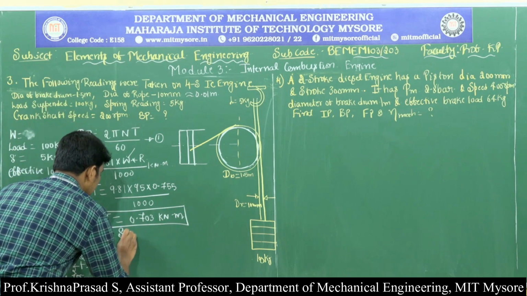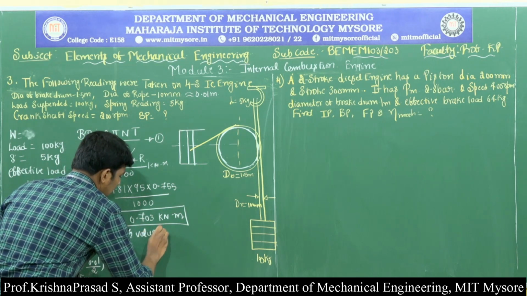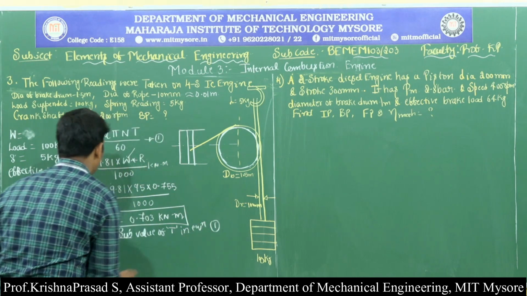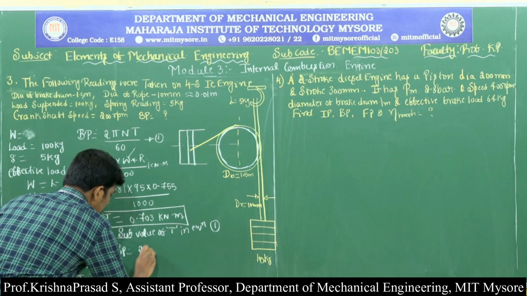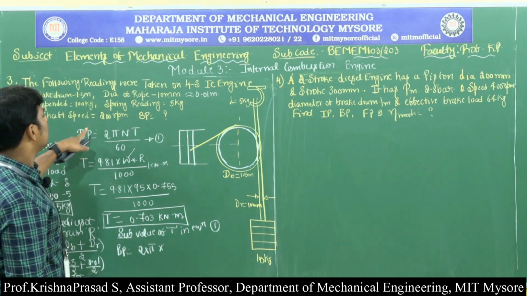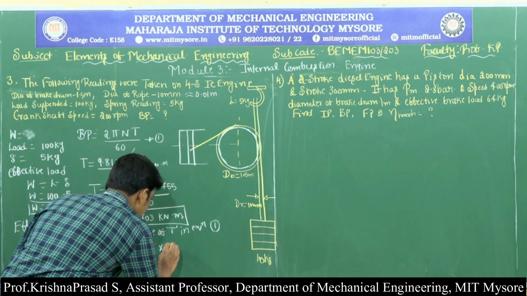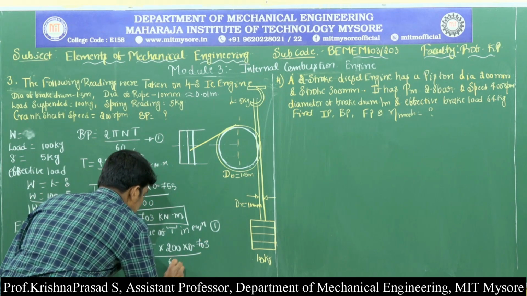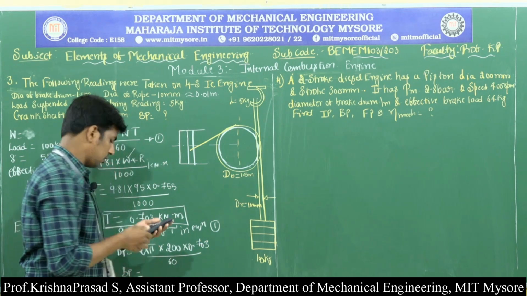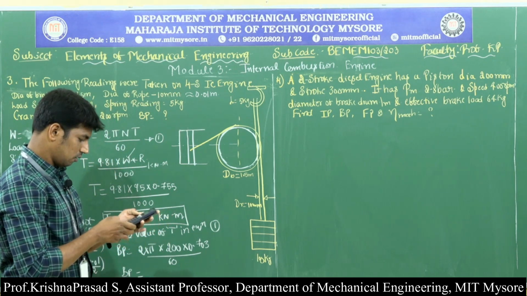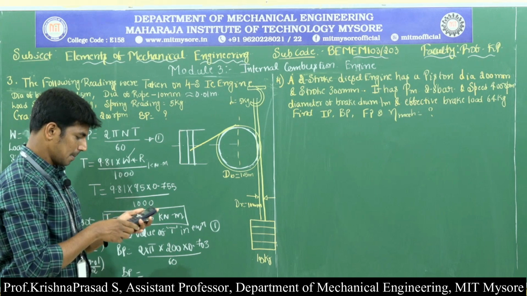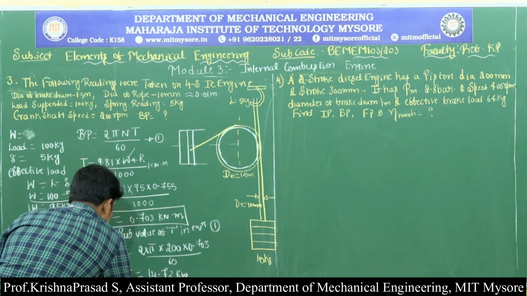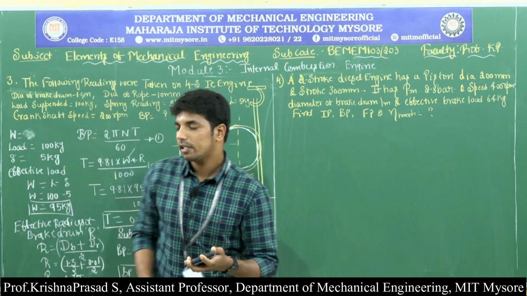Now substitute the value of T in equation 1 for the calculation of brake power. Brake power is equal to 2 into pi into N. What is the value of N? The engine crankshaft speed, it is 200 rpm. Substitute into 0.703 divided by 60. Therefore, brake power equals 14.73 kilowatt. So this problem regarding the calculation of brake power.